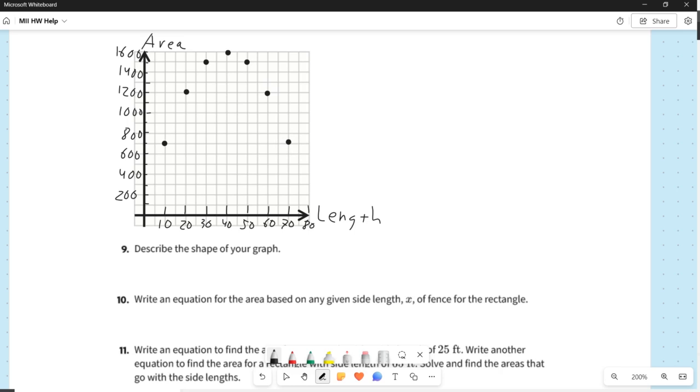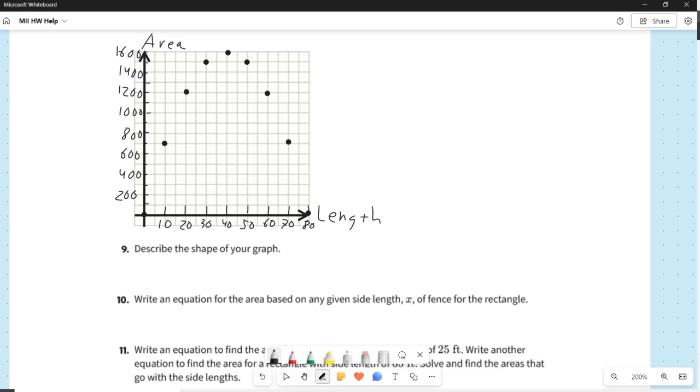And like I said, we didn't really calculate what would happen when the length was 0. But if the length is 0, then the area is 0. So we can include the origin here, bottom left. And then if the length is 80, then the width has to be 0. There's no more fencing left over for the width, which means the area will again be 0. So I guess technically maybe those dots should be open dots, but I think it's fine for now.